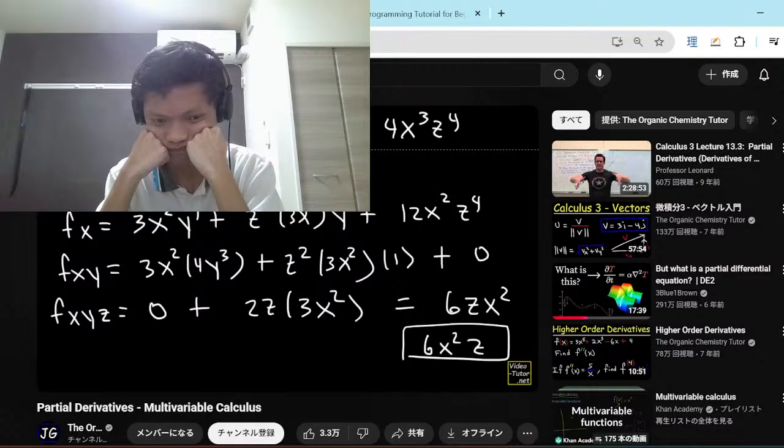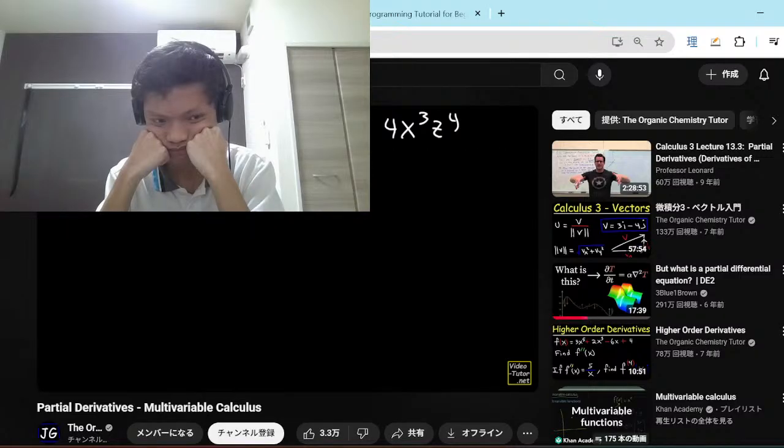Now let's try another example, using the same function. This time, let's find fyxx. So first let's find fy. So this becomes 0 because there's no y variable. The derivative of y to the fourth is 4y cubed, and the derivative of y is simply 1. So this is what we have left over.